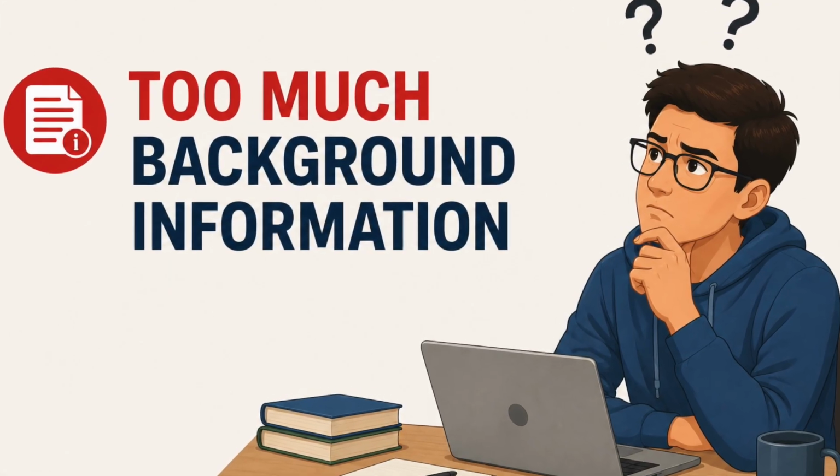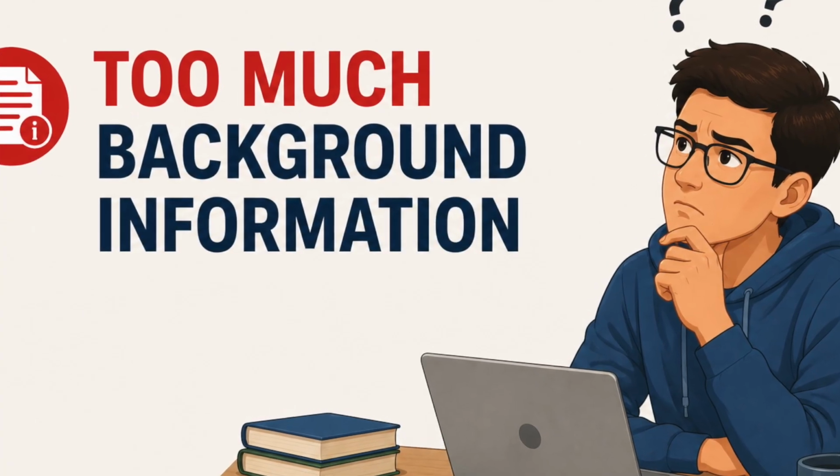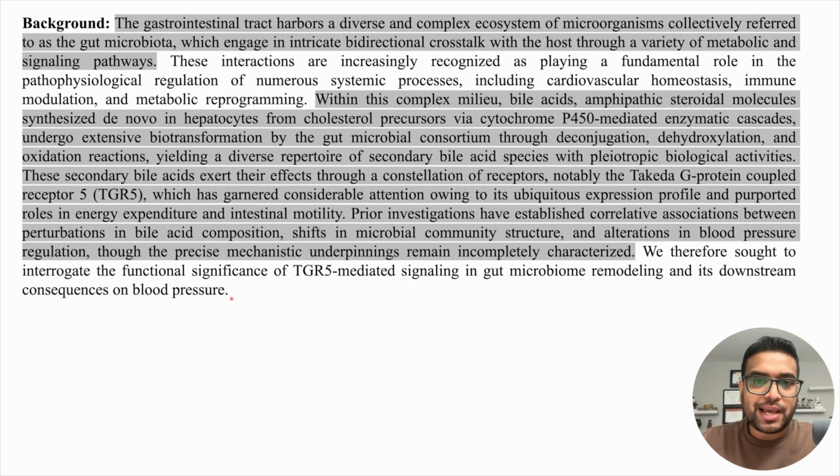So the first common mistake students usually make while writing an abstract is having too much background information. So for an example, here is the background information for one of the abstracts that I was working on. And as you can see, this background is too long and it has a lot of information. We can see even in the first line itself, "The gastrointestinal tract harbors a diverse and complex ecosystem of microorganisms collectively referred to as gut microbiota, which engage in blah blah blah." So the sentence is too long, it has too much information.